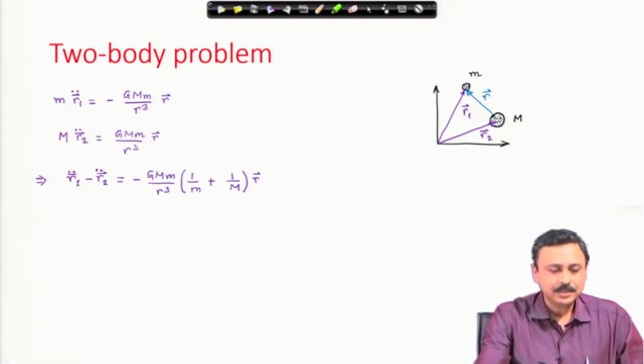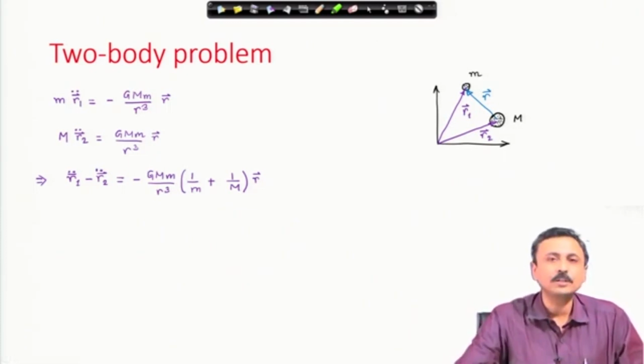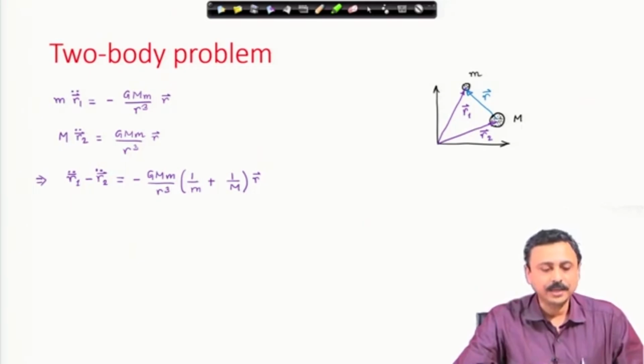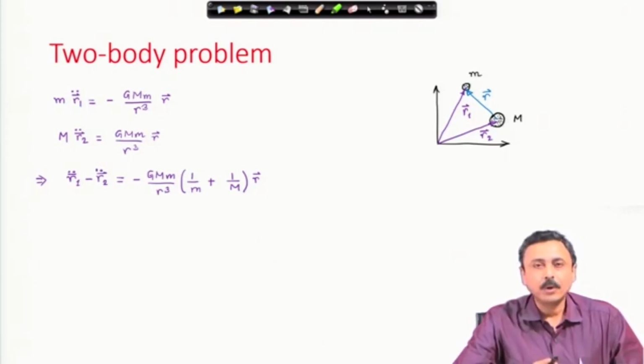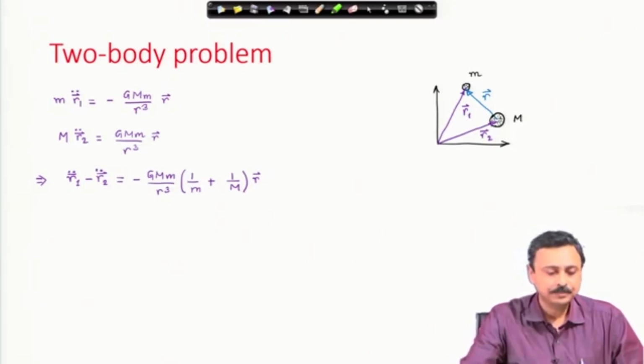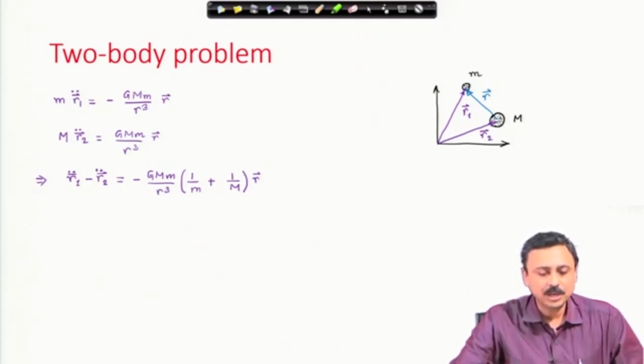Now if I divide the first equation by lowercase m, the second equation by uppercase M, and subtract, why am I subtracting? Because I want to know the dynamics in terms of this r vector. Therefore, I get r1 double dot minus r2 double dot is equal to minus G M m by r cube, and then within brackets 1 over small m plus 1 over capital M times r vector. This is straightforward algebra.